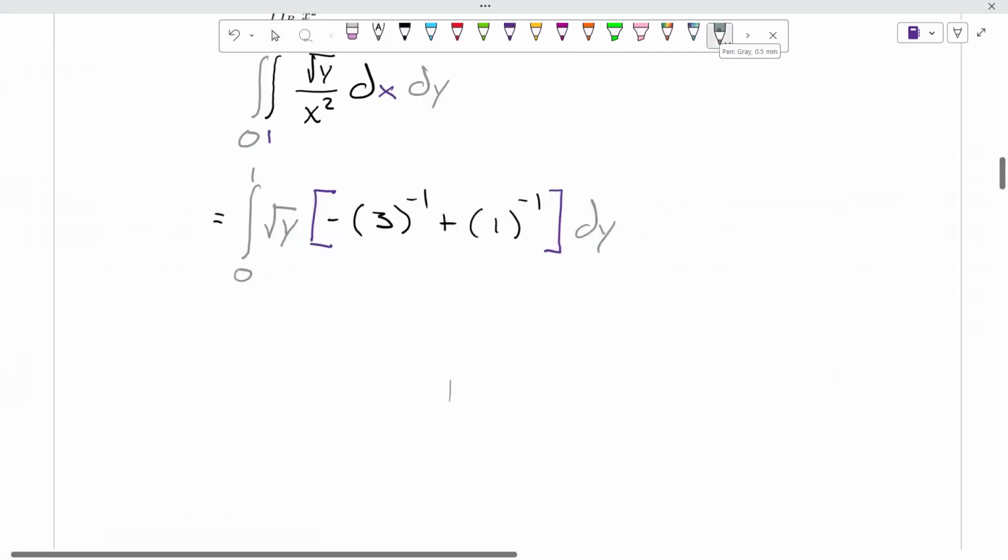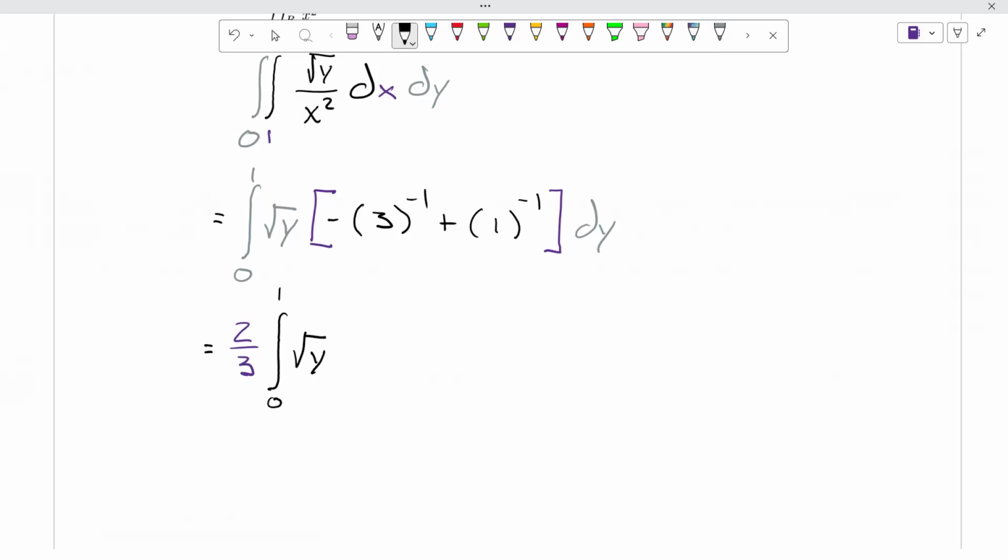Slide that maybe slightly up because I think I'll need more space. So what do I get if I evaluate negative 1/3 plus 1 over 1? I think that's 2/3. Negative 1/3 plus 1 is 2/3. And then I still have the y integral to go, from 0 to 1, of the square root of y dy.